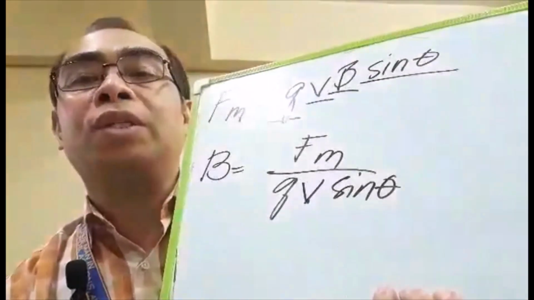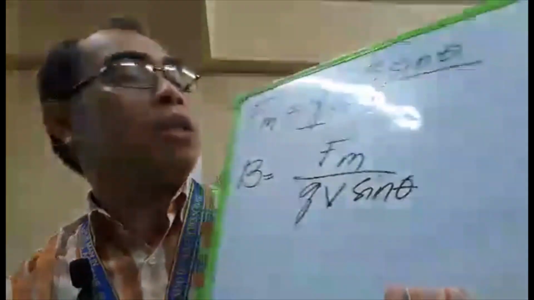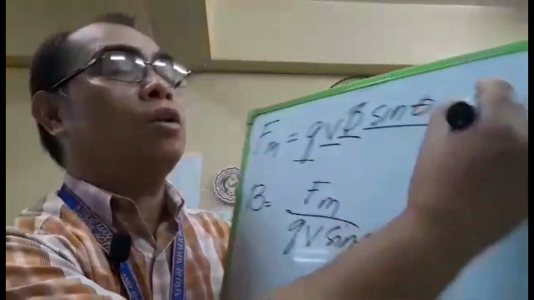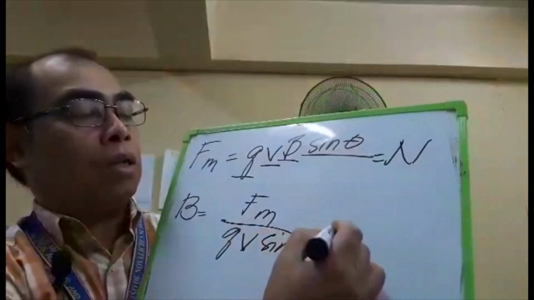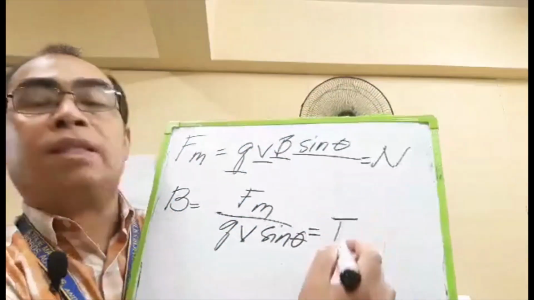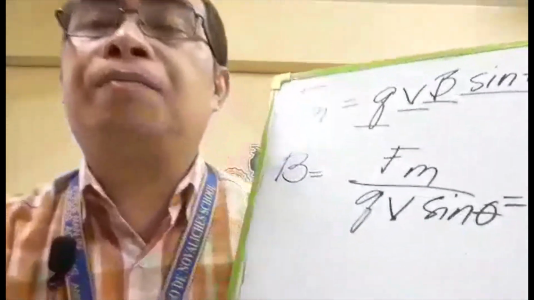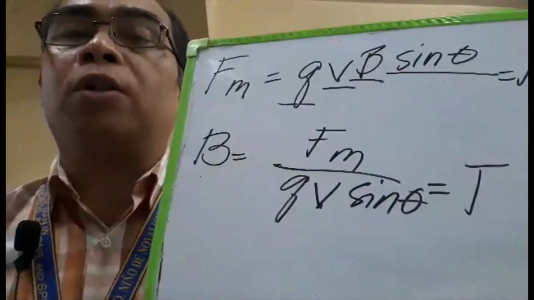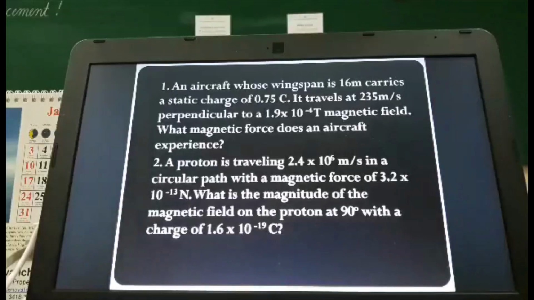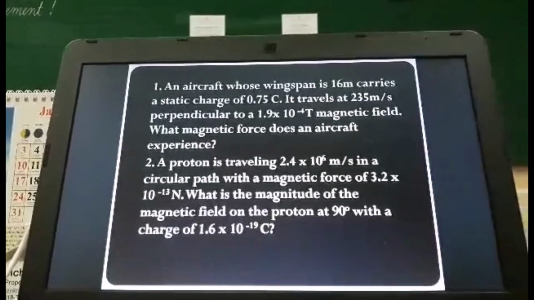So magnetic force is different from magnetic field. The unit of magnetic force is always Newton, while the unit of magnetic field is Tesla. So magkaiba po yan. Okay? Ipapakita ko po sa inyo how to apply these two equations. This is for grade 10, up to second quarter.